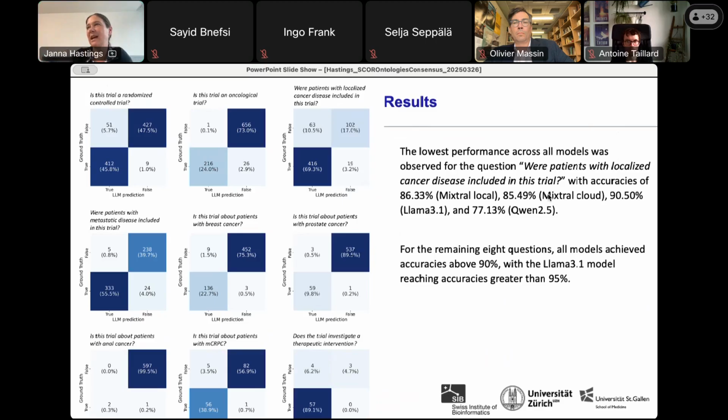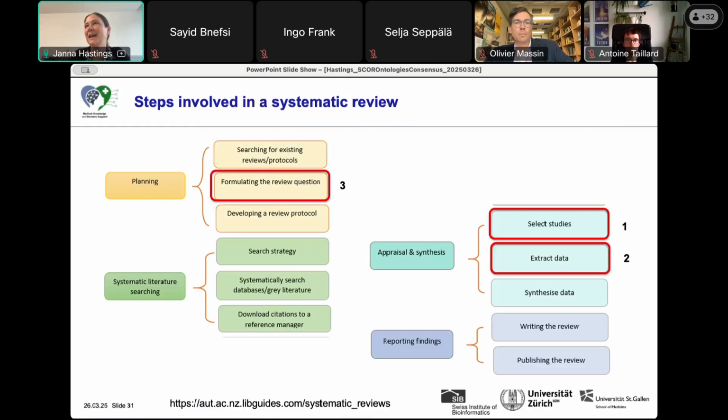And I think in most cases, the performance was good enough that you could really use this system to automate the extraction of that type of data, but then in some cases not. And we need to know, right? We need to check and know every time.